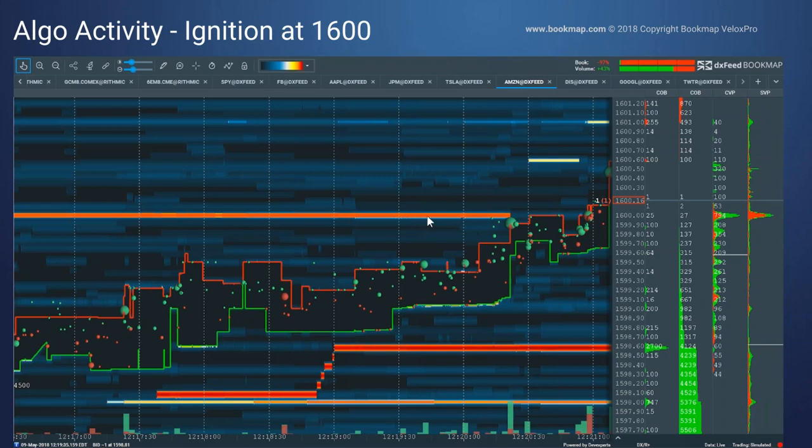Higher liquidity up here at 1600. That's the figure. And what happens up here? They pull. They pull before price gets up there. So with the skew in the book and not finding sellers, we're looking to go further on up through and get that ignition and push through 1600 in Amazon, and that's exactly what it does.